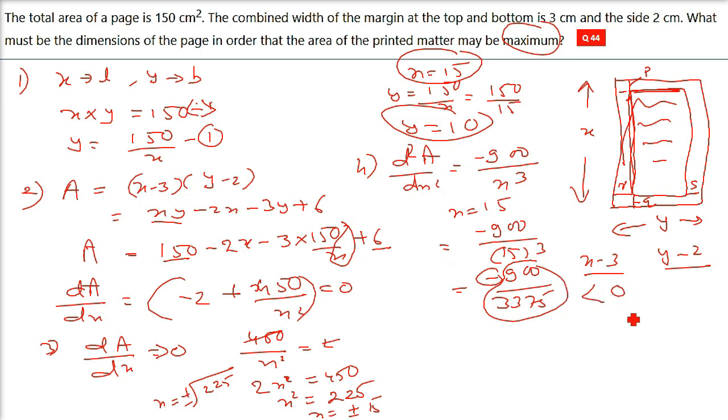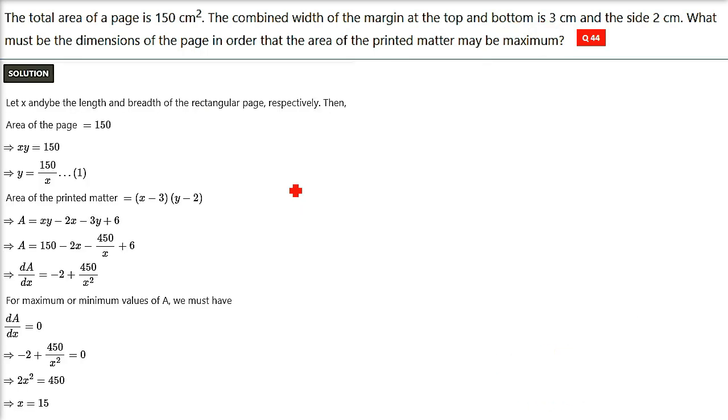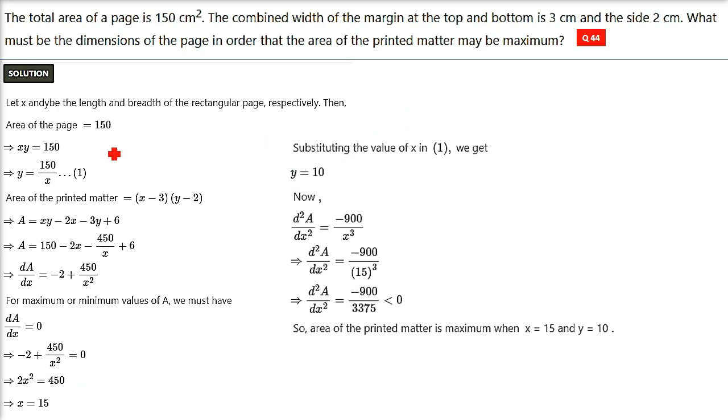When it is less than 0, you are definitely going to get the maximum. So the maximum: what is the maximum? At x equals 15, y equals 10. This is your answer. And if you perform it using the diagram, solve it using the complete diagram, with the margin also shown, it will be easier for you.